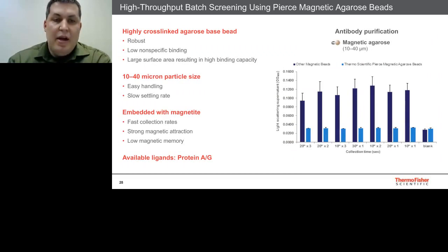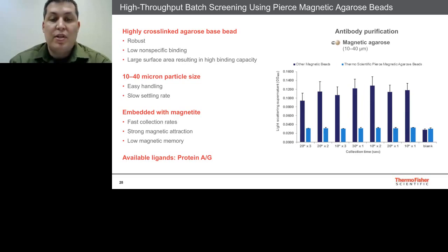As Scott mentioned previously, Pierce magnetic agarose beads are a highly cross-linked 10 to 40 micron agarose bead that has been embedded with magnetite. We have then immobilized protein AG to the bead, which creates an easy handling, robust magnetic particle that has broad IgG specificity. We will now look at how the Pierce magnetic agarose works in some purification studies.